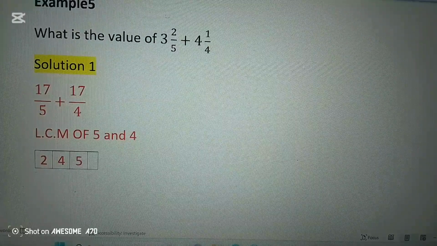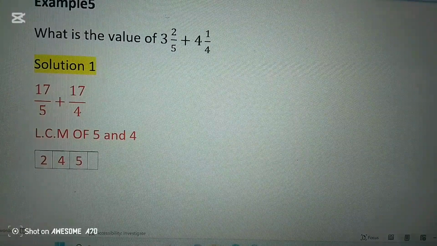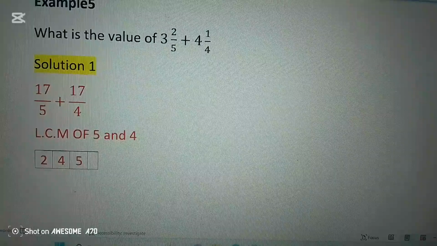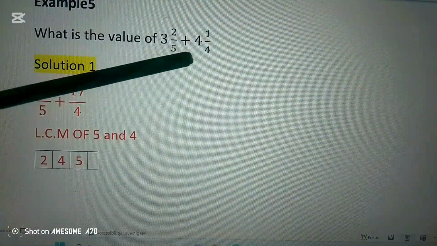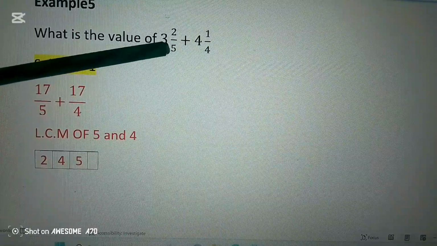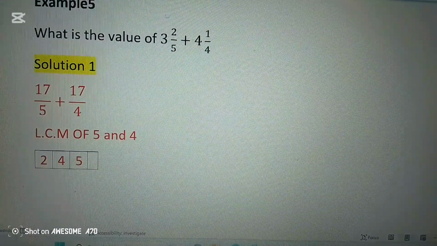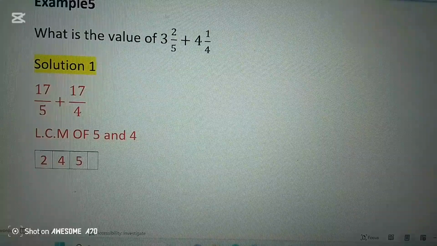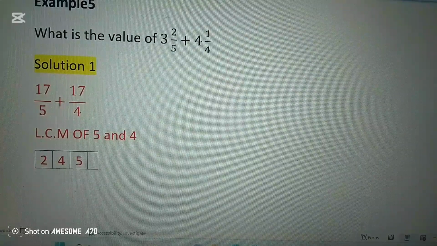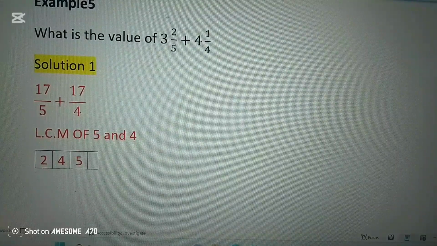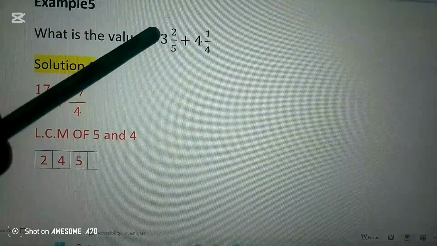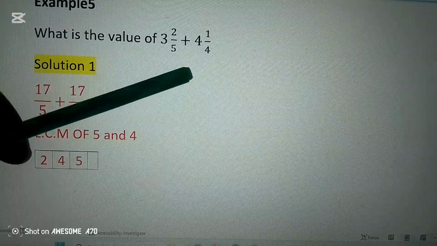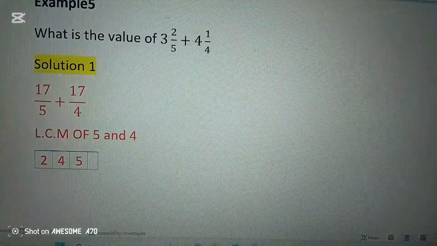In our first step in method 2, we are adding the whole numbers, which are 3 and 4. Take 3, add it to 4. 3 plus 4, you get your answer as 7. That's our first step, adding the whole numbers. Now the second step, you add these two fractions: 2 over 5 added to 1 over 4.